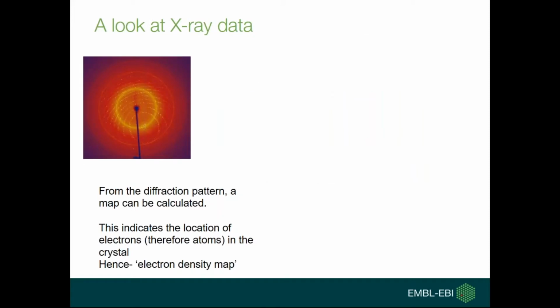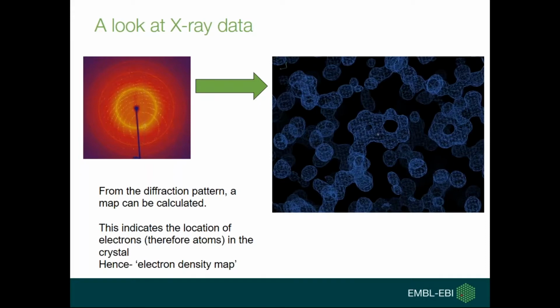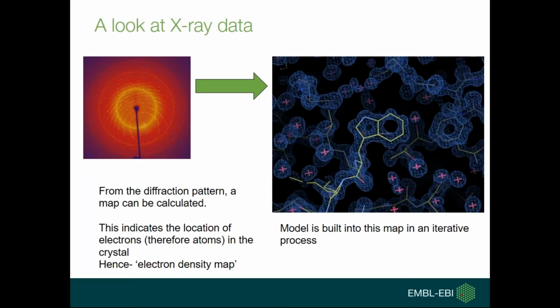So we've talked about X-ray data a lot. Let's have a look at some X-ray data. From the diffraction pattern, which is what you get directly by shining a beam of X-rays at a crystal, the map can be calculated. That indicates the location of the electrons and therefore the atoms in the crystal. Hence, it's called an electron density map. So this is what an electron density map looks like, and into that map you build the atomic model.